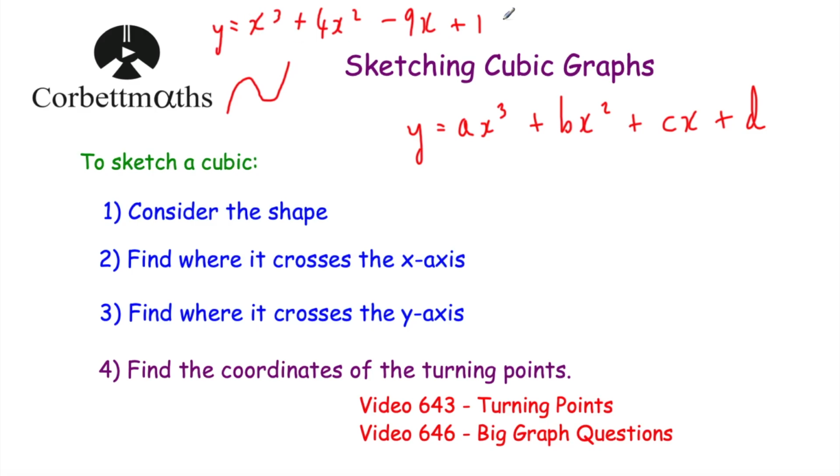If it was negative, so for instance, if we had something like y equals minus x cubed plus 2x squared minus 9x plus 1, then this cubic graph would come down, reach a minimum point, go up again, reach a maximum point, and come down again.